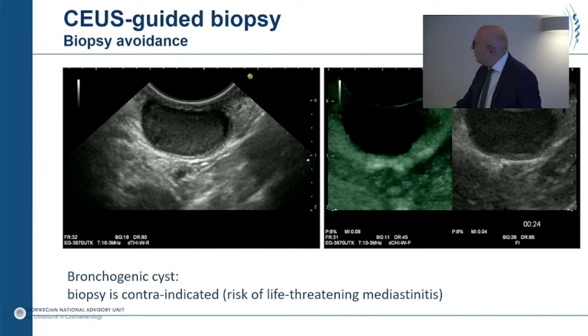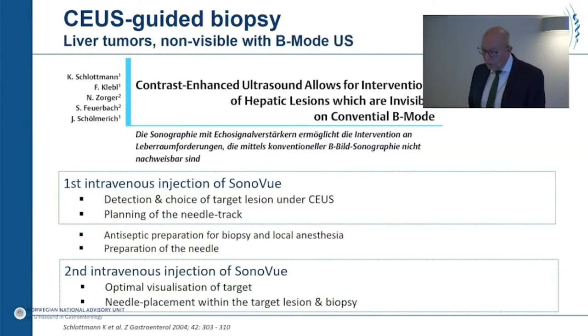And another case, with endoscopic ultrasound, is a bronchogenic cyst. This patient was sent to us to biopsy this lymph node. It was described to be a lymph node in contrast CT. It is not echo-free, but with contrast-enhanced ultrasound, you see clearly that this is a cyst, and biopsy is contraindicated. It is the only absolute contraindication for US-guided biopsy, because of life-threatening mediastinitis in more than 30% of cases.